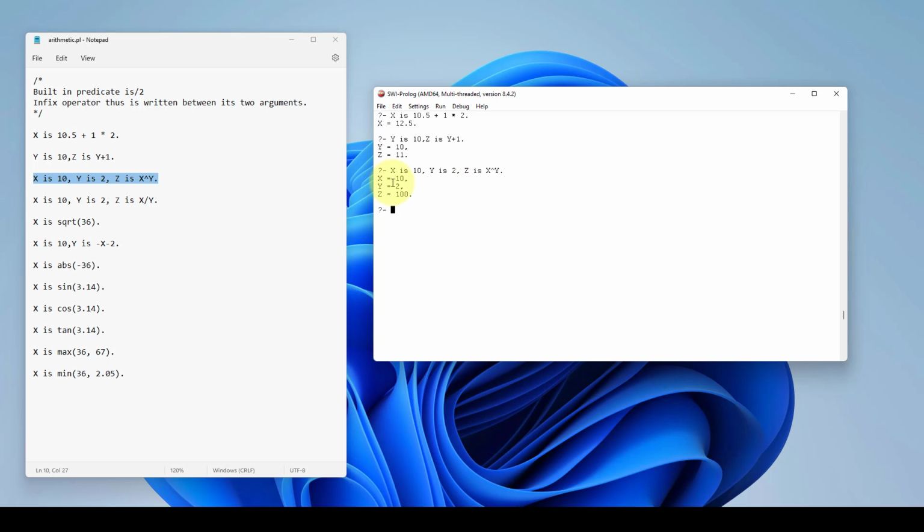Okay, so this one here has 3 parts to it. X is 10, that's that first one. Y is 2. And the last part is Z is X to the power of Y. So 10 to the power of 2 is 100.